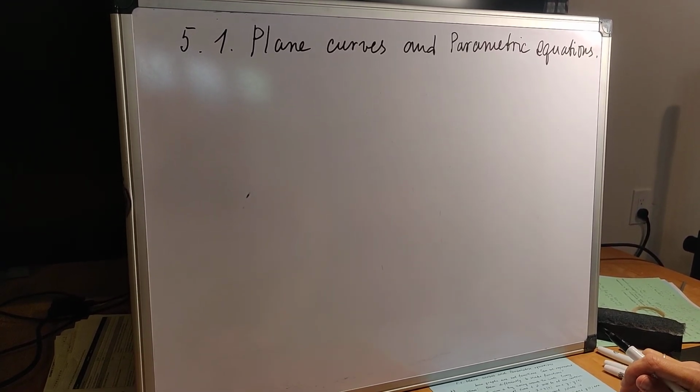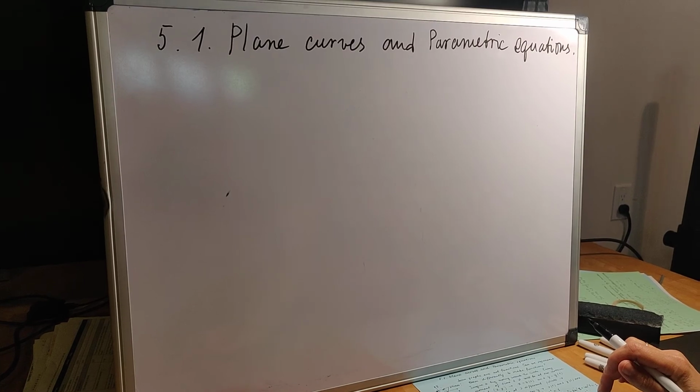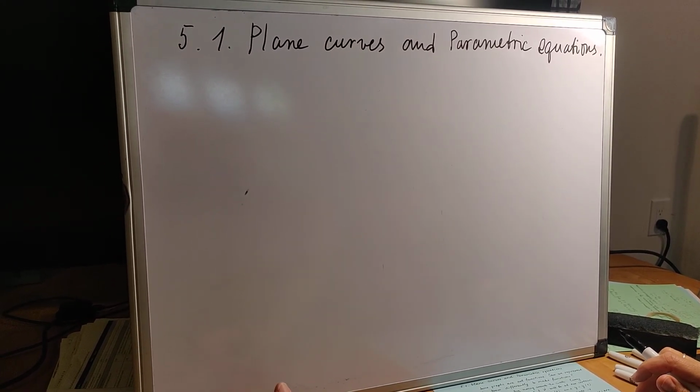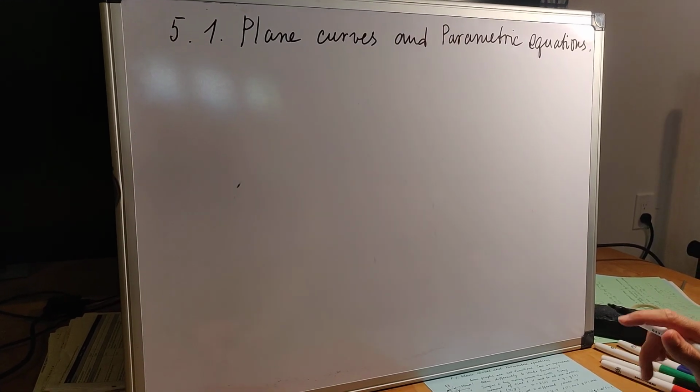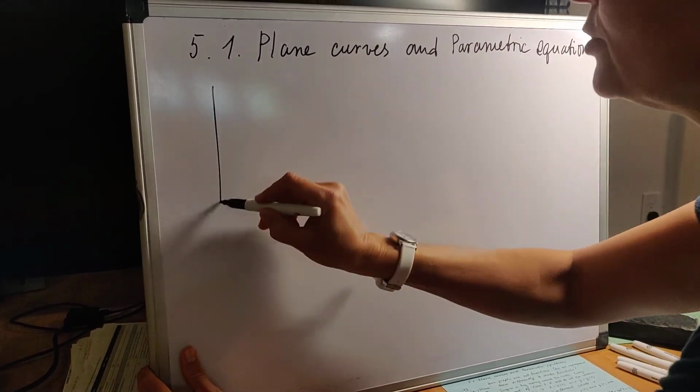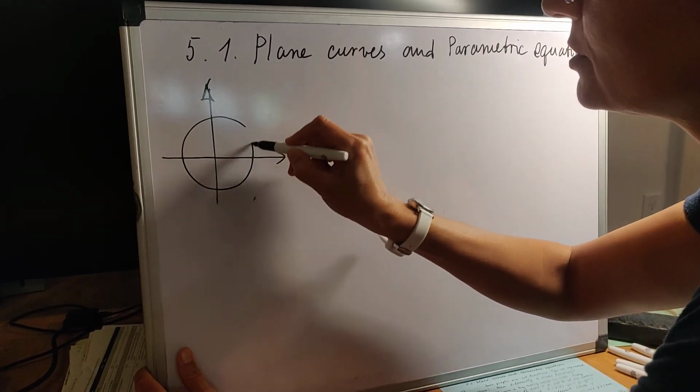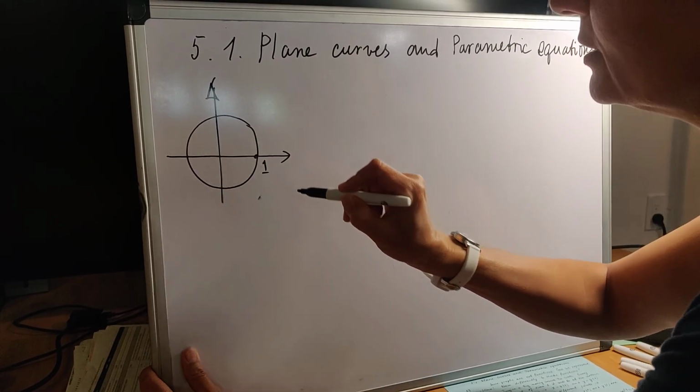Hello everyone, today we are doing section 5.1, plane curves and parametric equations. We're going to start considering curves which are not graphs of functions. For example, let's consider a circle with radius 1.